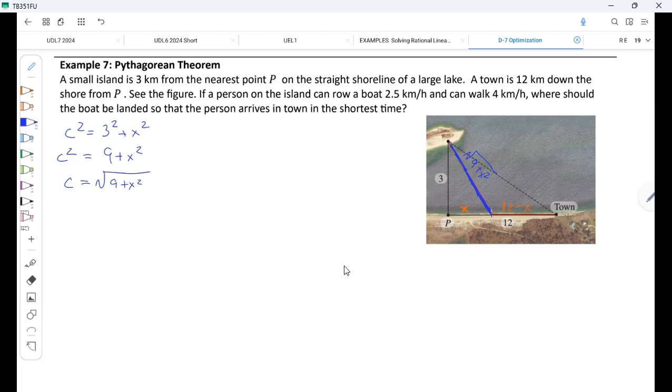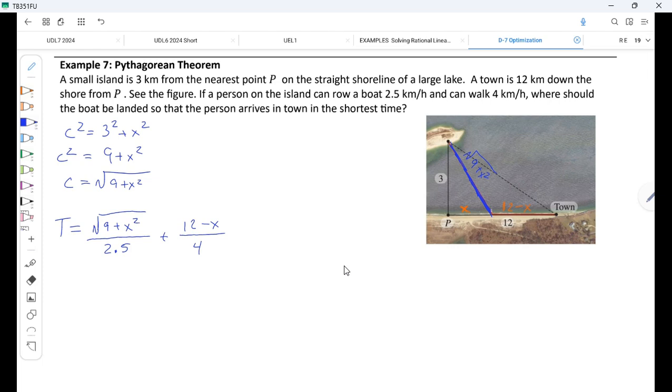We've got to divide. So this problem ends up being the time that it's going to take me is the distance that I row divided by the rate at which I row. And then I've got to do the same thing for my distance on land, correct? So that'll be how long it takes me to row. This will be how long it takes me to walk. So 12 minus x over 4. Cool.